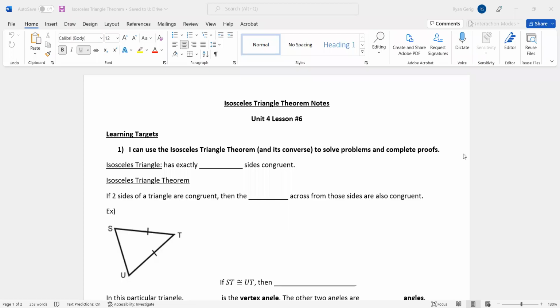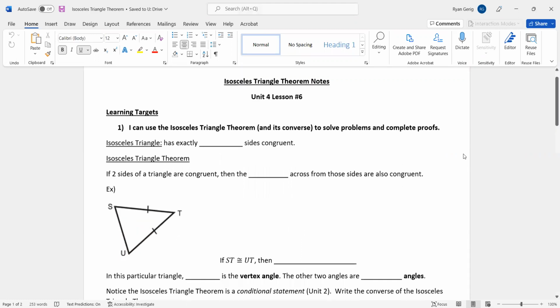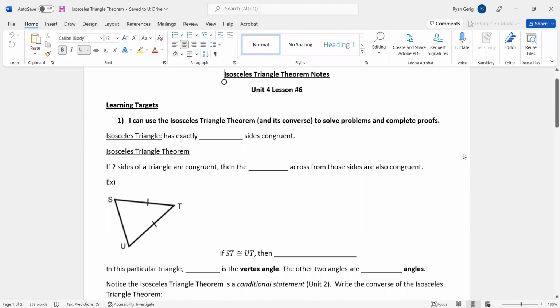Hello, geometry. Here we go with lesson 6. What you're going to notice is this is a little break from proofs. There is a proof that I'm going to do in these notes, but the main idea here has nothing to really do with proofs. It is a theorem that we can use in proofs. But let's just go ahead and get started.